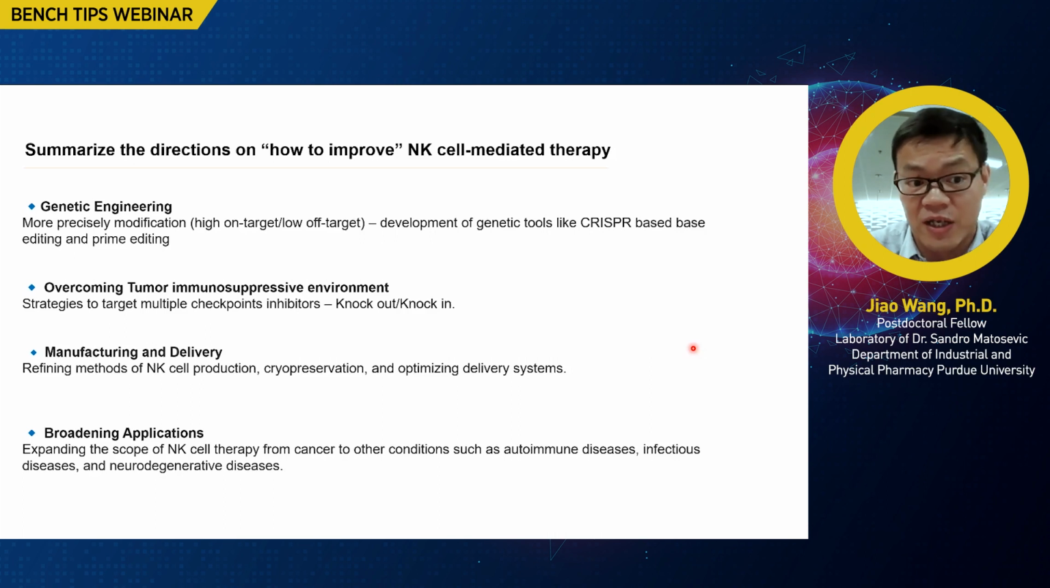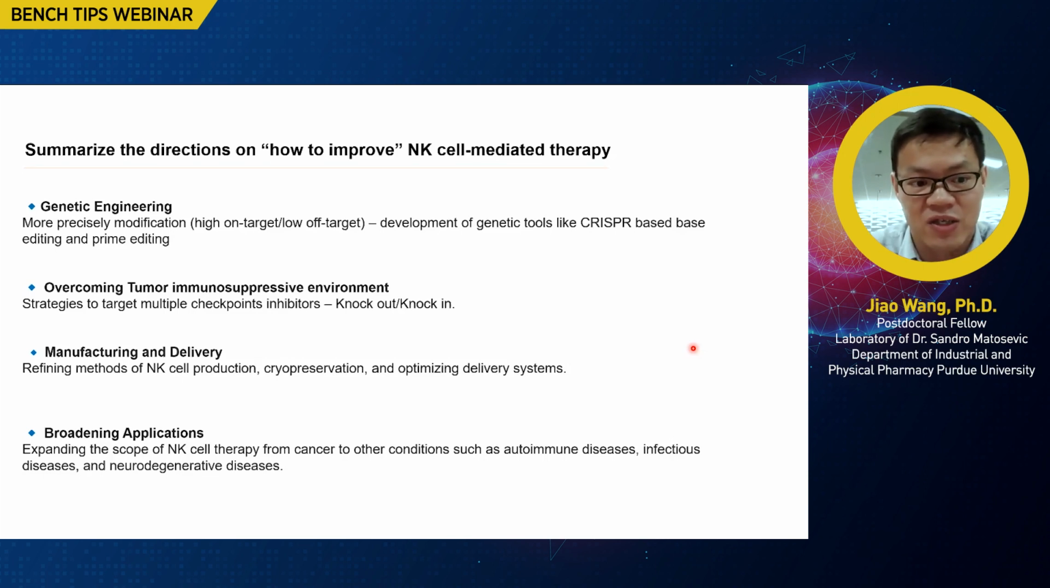First is genetic engineering. As everybody knows, genetic engineering technology is now developing very fast, such as CRISPR mediated base editing and prime editing. We can utilize these technologies to achieve high on-target and low off-target genetic engineering efficiency.